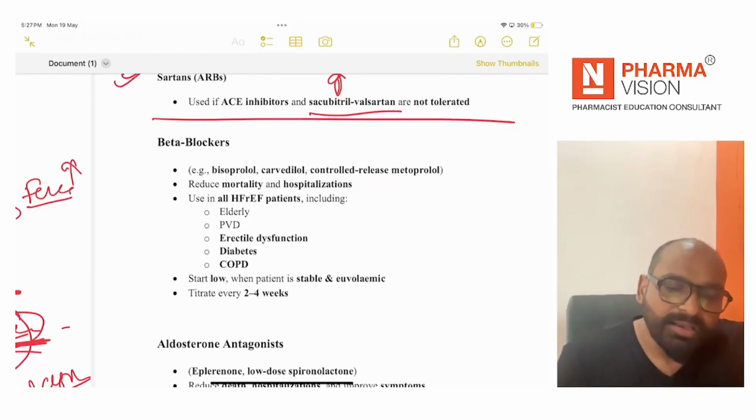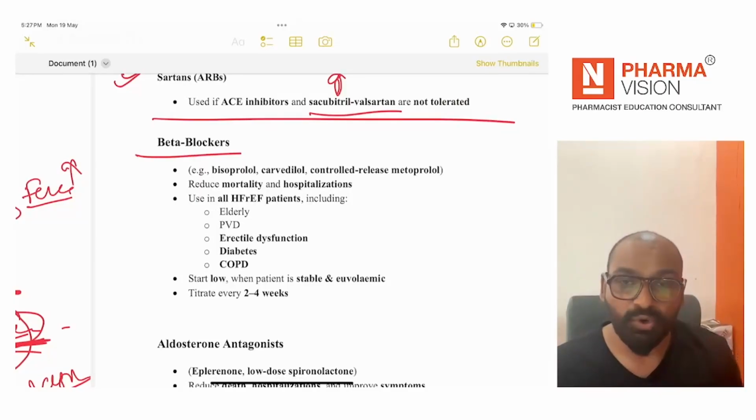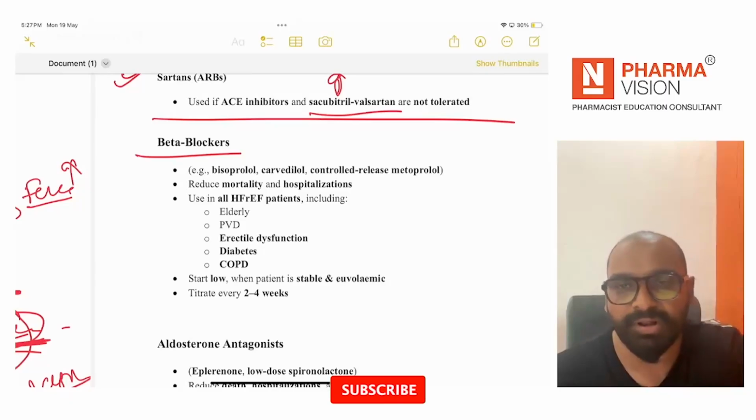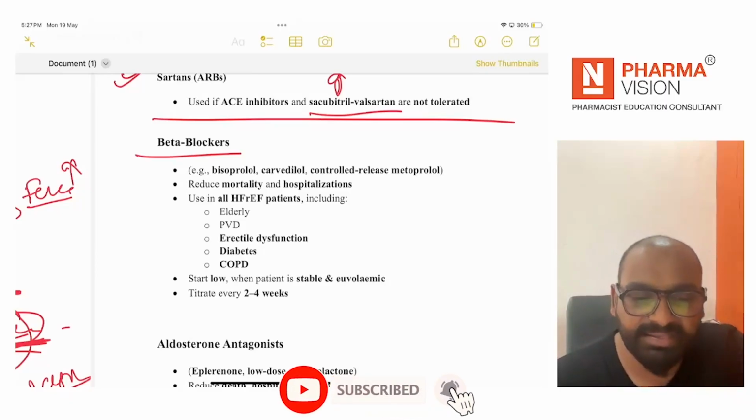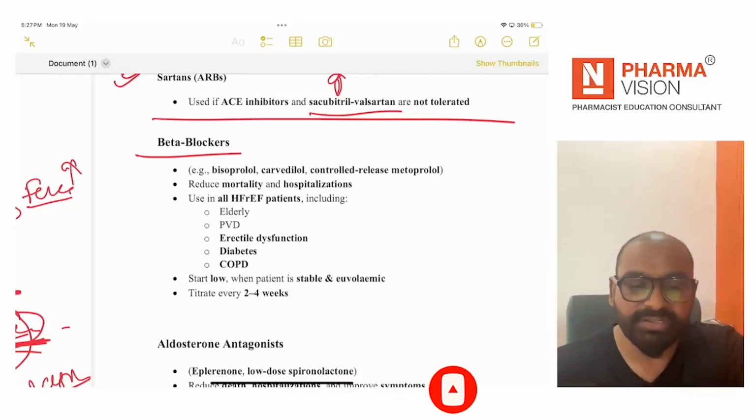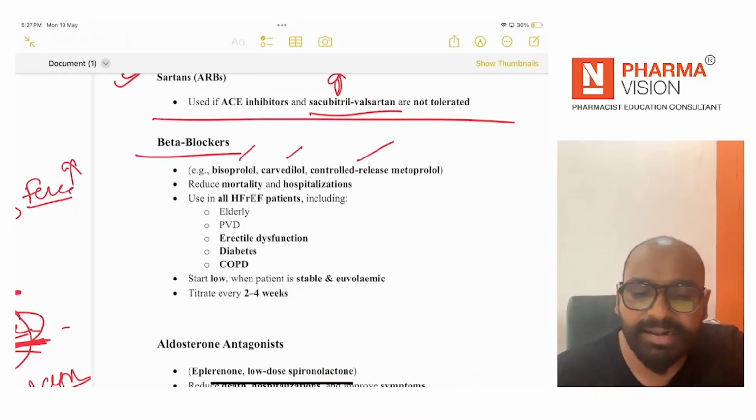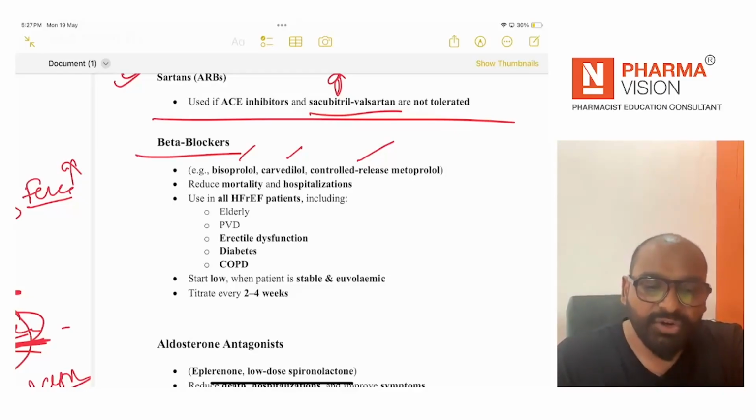Okay, second type of medication is beta blocker. Why are we giving beta blockers here? Because the cardiovascular system is not functioning properly and there is excessive sympathetic tone, and we are going to control the excessive sympathetic tone. But there are 3 specific beta blockers used in this situation. One is bisoprolol, carvedilol and controlled release metoprolol. This medication reduces the mortality and hospitalization.